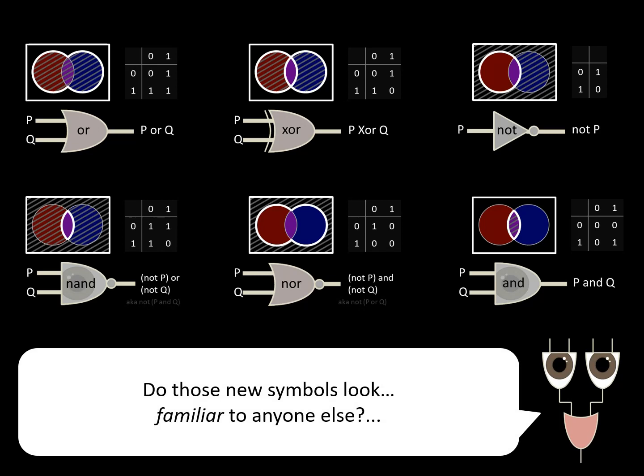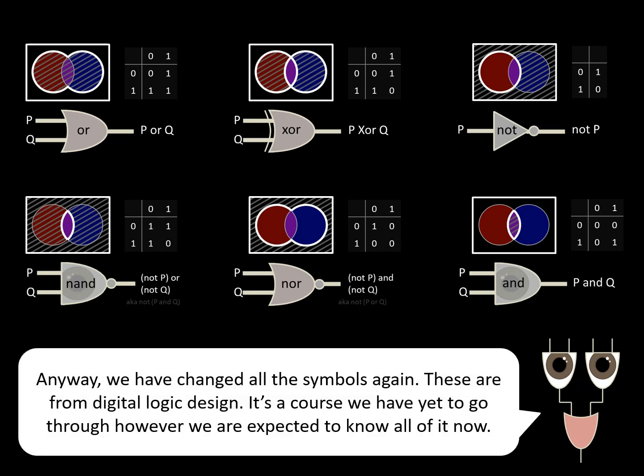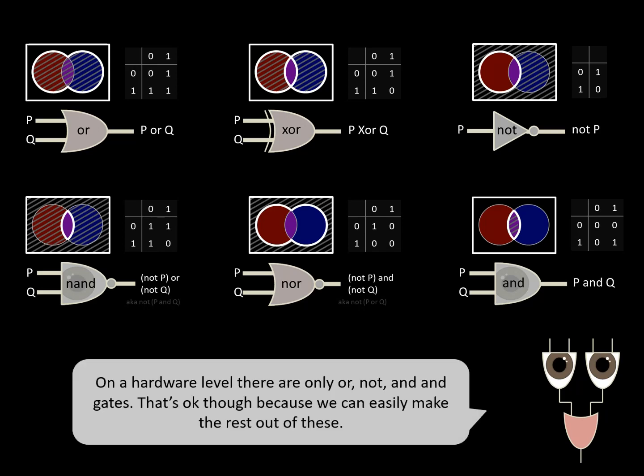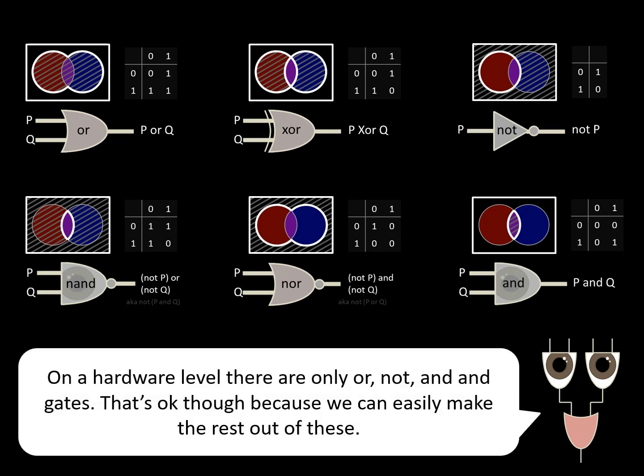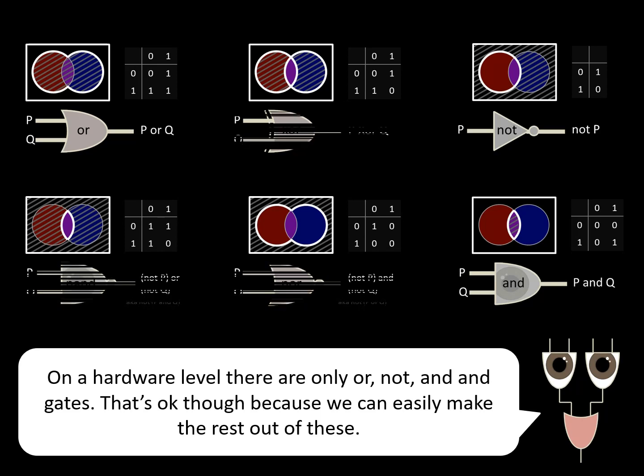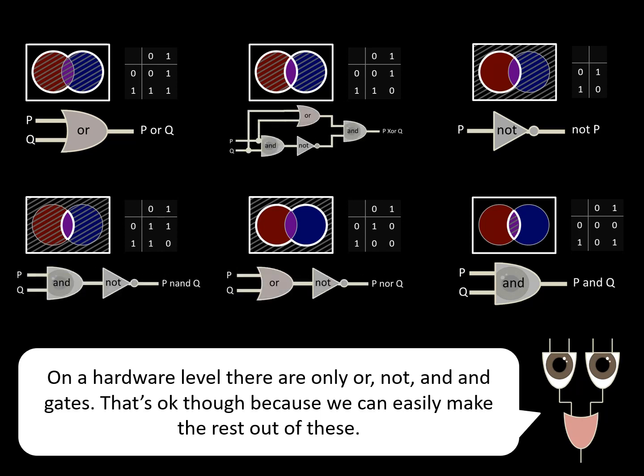Do those new symbols look familiar to anyone else? Anyway, we have changed all the symbols again. These are from Digital Logic Design. It's a course we have yet to go through, however we are expected to know all of it now. On a hardware level, there are only OR, NOT, and AND gates. That's okay though, because we can easily make the rest out of these.